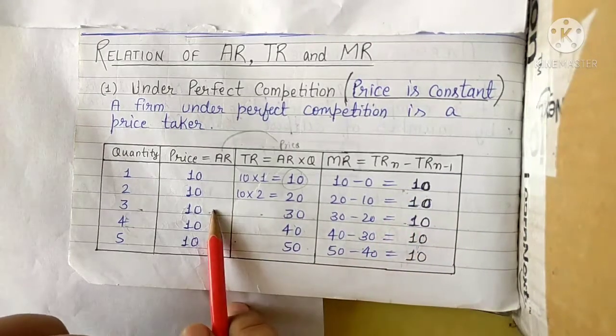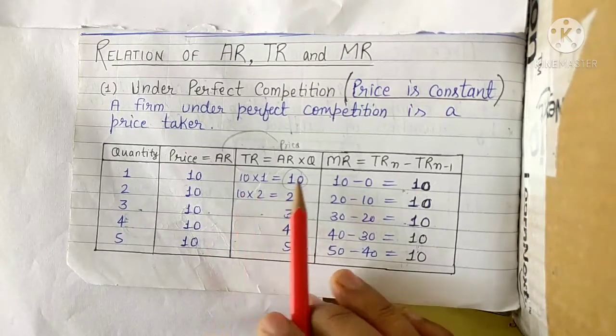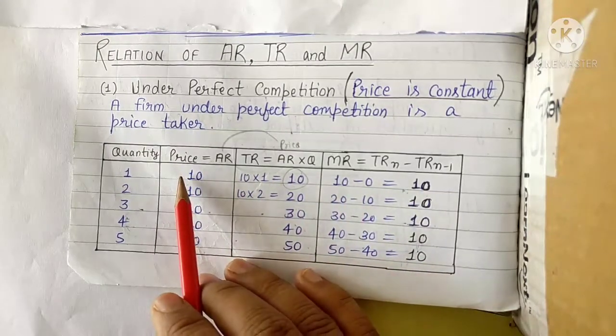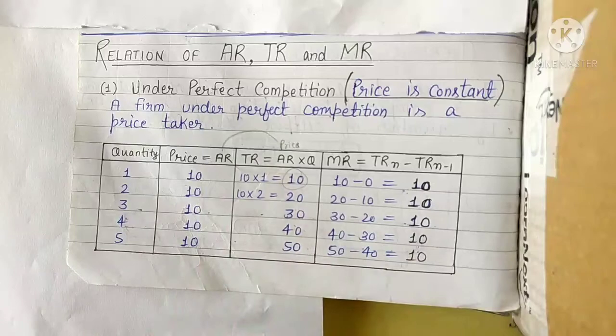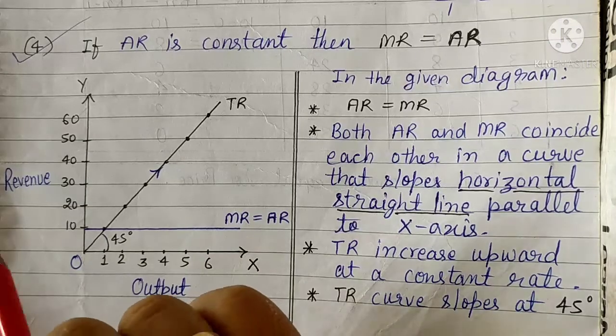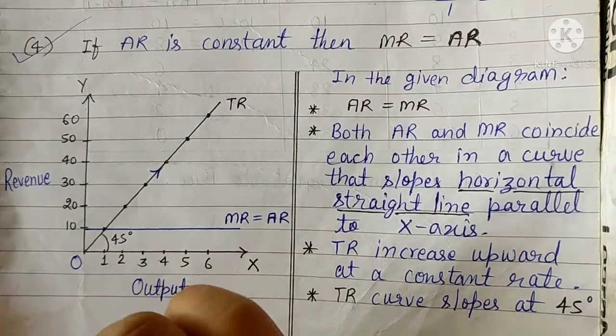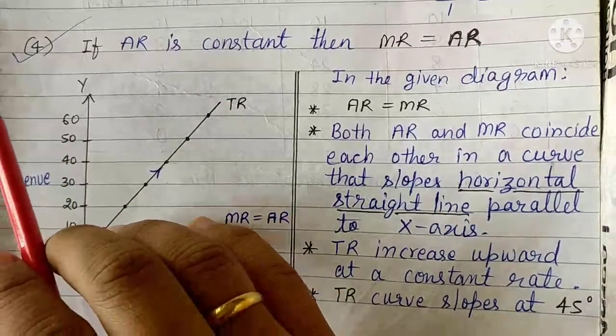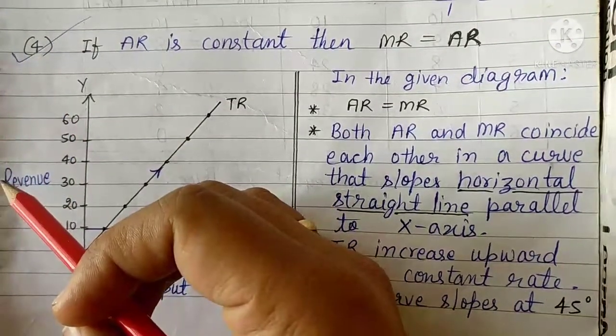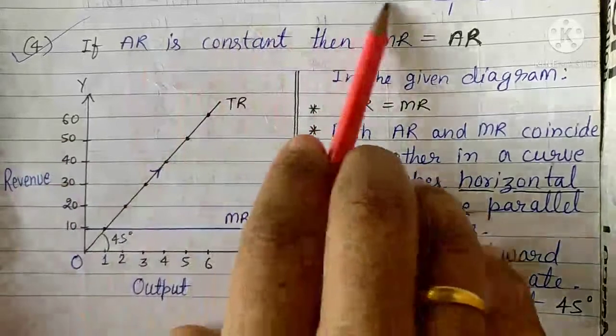Like this AR. So in this way we have found our TR and MR on the basis of the given price, because price equals AR only. So in the previous table we have seen that when AR was constant, MR was also coming 10 and AR was also 10. They both were equal.